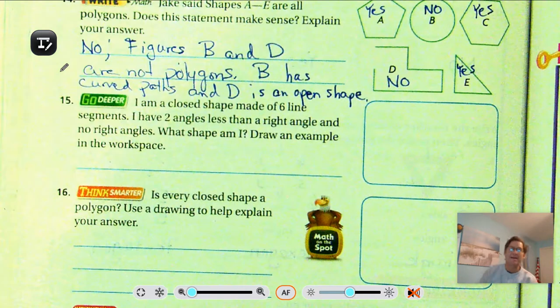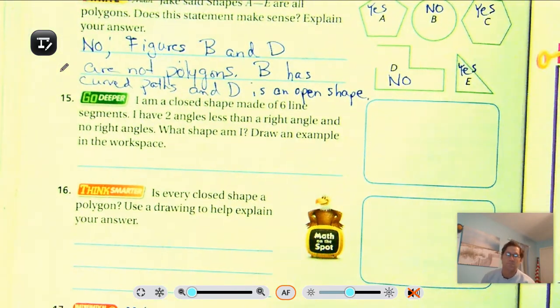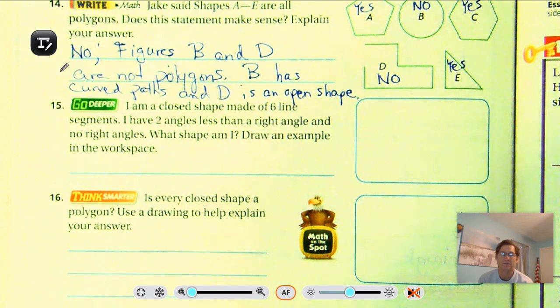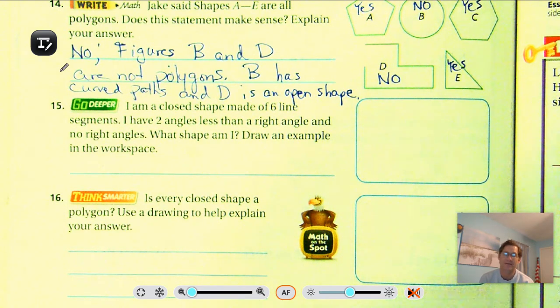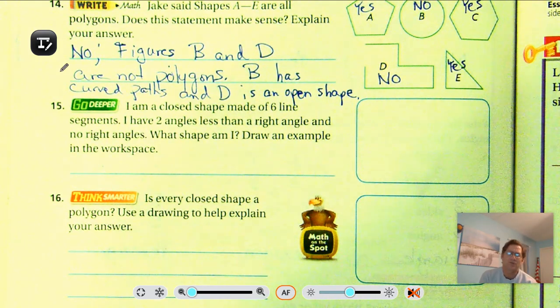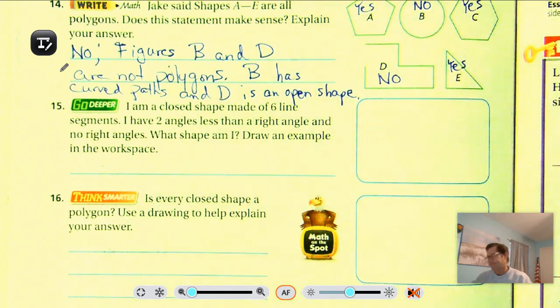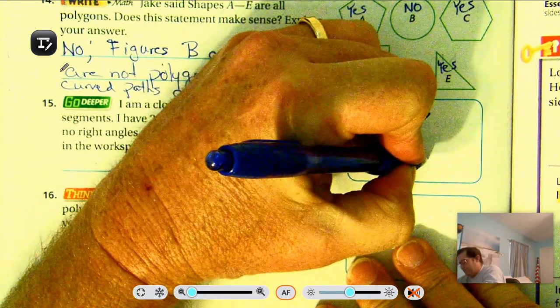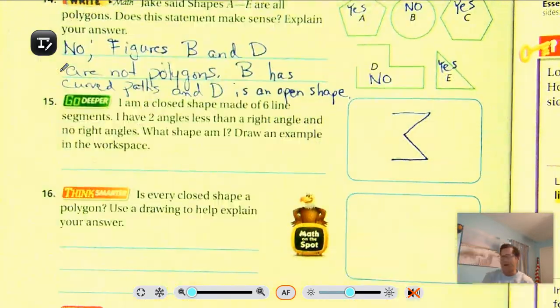Number 15. I am a closed shape made of 6 line segments. I have 2 angles less than a right angle and no right angles. What shape am I? Draw an example in the workspace. So I have 2 angles less than a right angle.